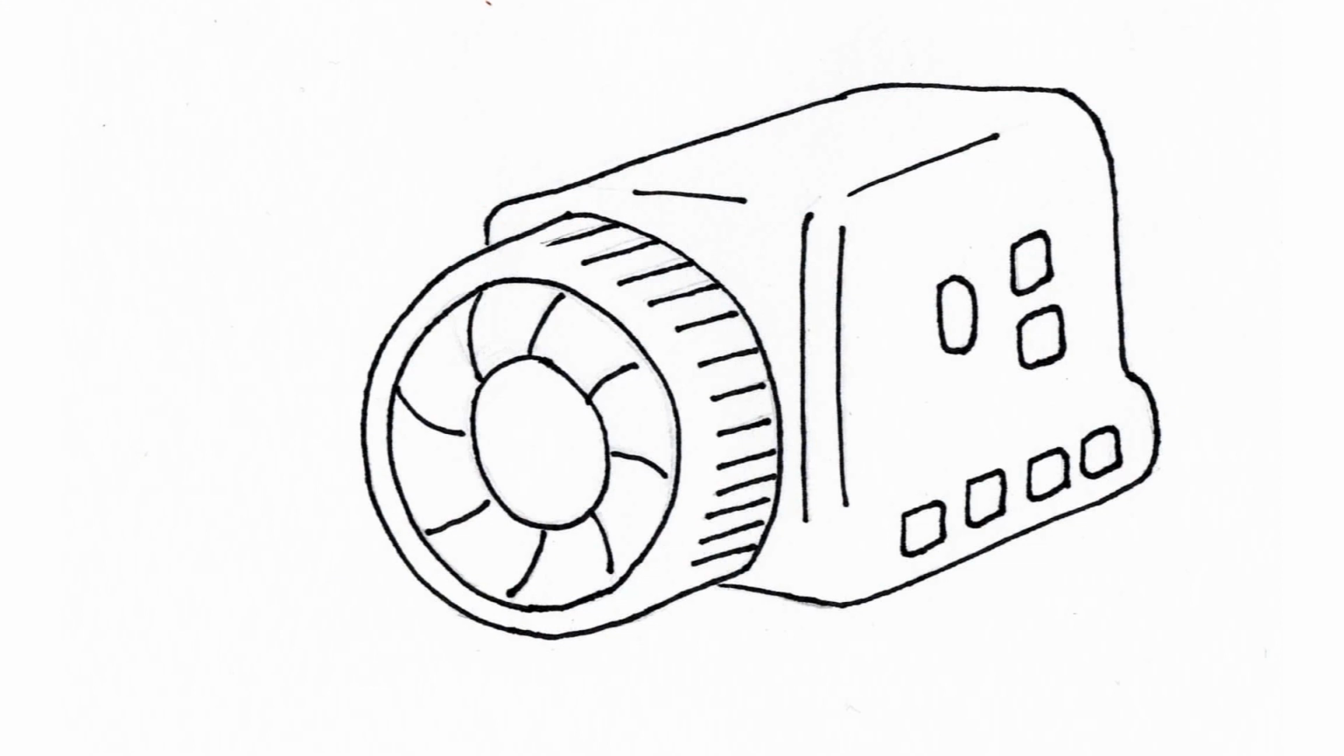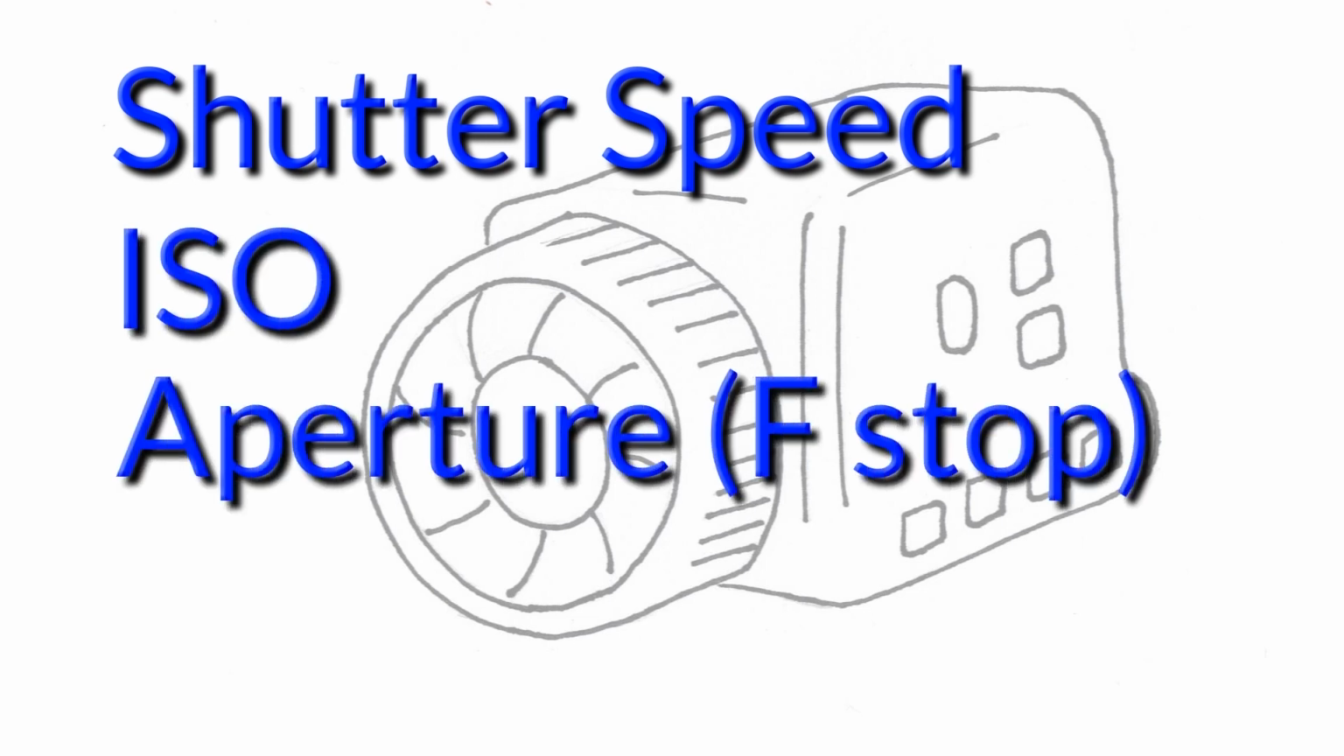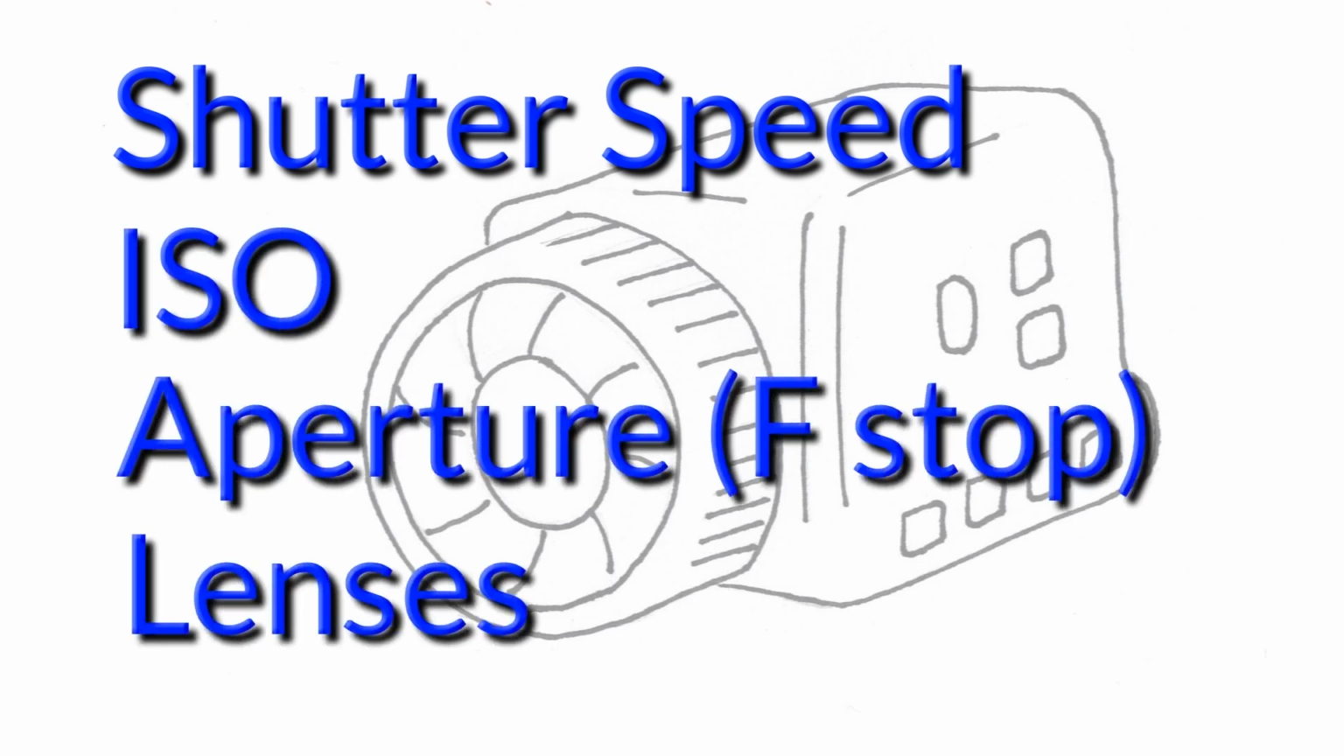Especially with DSLRs and other high-end cameras, there are many components to the camera to consider. Shutter speed, ISO, aperture, and even lenses. Though not all cameras allow for the user to adjust these, it is still important to know how they work because these can affect one another.